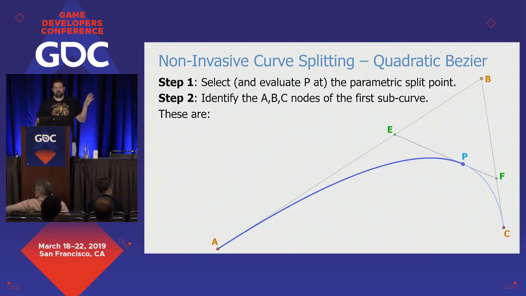So if this is a quadratic Bezier, and you can do this for cubic, quartic, any order of complexity. So if I pick some point, P, let's say right here, and then I want to identify what are going to be my ABC nodes of the first curve that I'm going to chop off. So P in this picture is like 70% of the way. So I'm going to make two curves out of this. One is the first 70%, and then the other curve handles the last 30%.